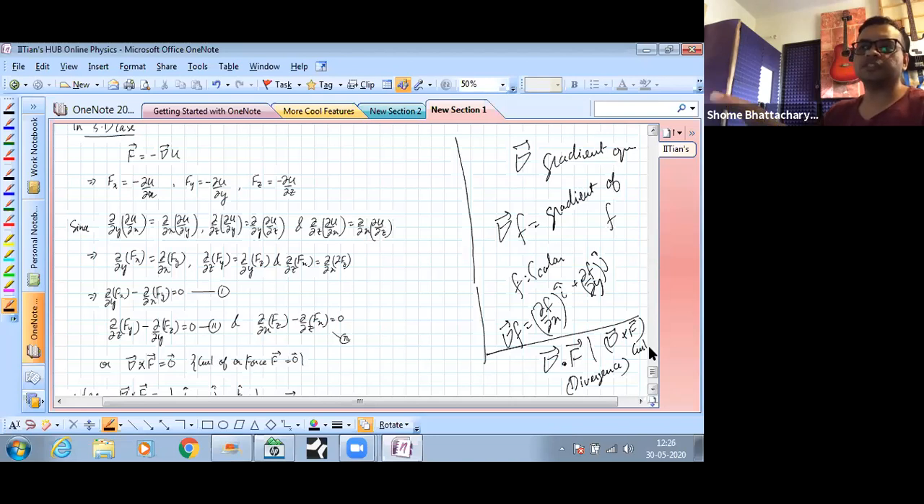Because again, no such function U will exist which will satisfy equation 1, 2 and 3 simultaneously on the board. So if the three equations are not satisfied, that means no such potential energy function exists.